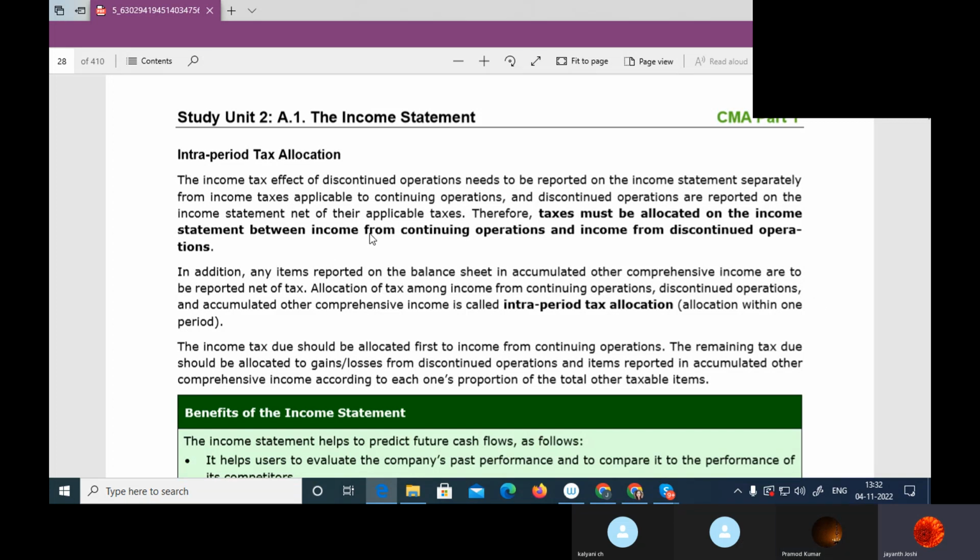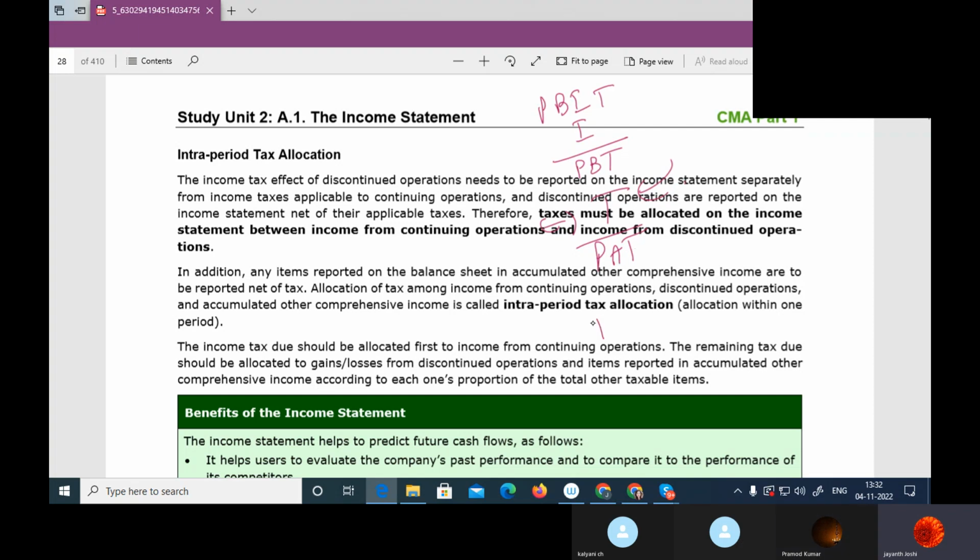So they are saying that taxes also you should show separately. You see, we had PBIT, let's say I deduct the interest, we get PBT. Everyone agrees with this? Yes, sir. Then we remove taxes, we get PAT. So this tax we have removed here.